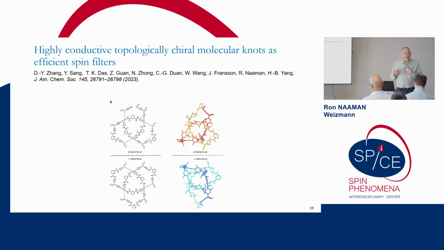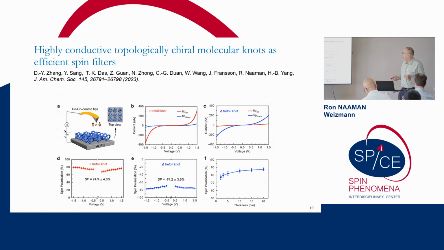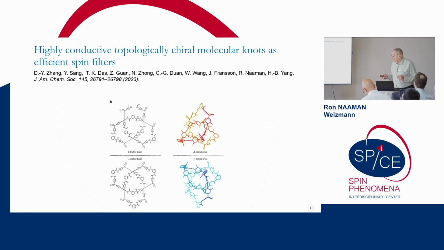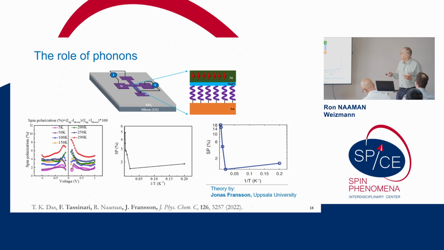Now we have another system, and this system is special because, first of all, it is a really topological structure, but from the chemical point of view, it has many conjugated electrons. So it means that many electrons are delocalized. And we repeated this type of experiment.